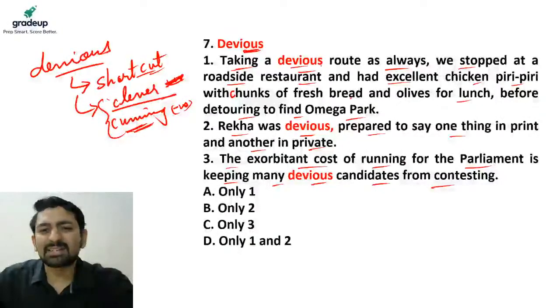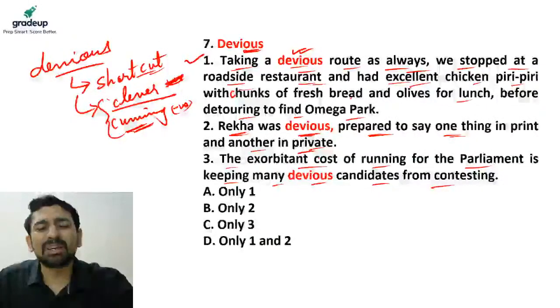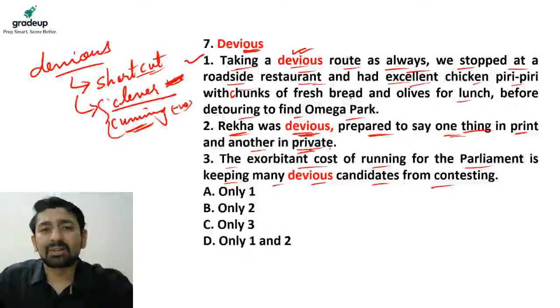So the first sentence says, taking a devious route as always, which means taking a shortcut route as always. We stopped at a roadside restaurant and had excellent chicken piri piri, etc. So the sentence is absolutely right. First one is correct. No problem with the first one because devious means shortcut. The second sentence says, Rekha was devious, prepared to say one thing in print and another in private. So here devious means cunning. Okay, so she was very chalak. She was prepared to say one thing in print and another in private.